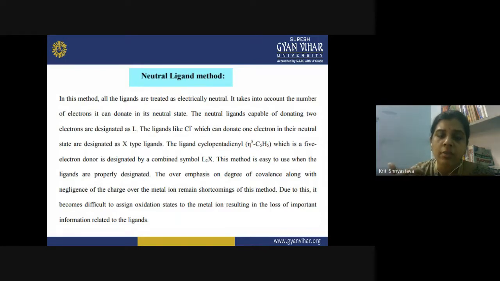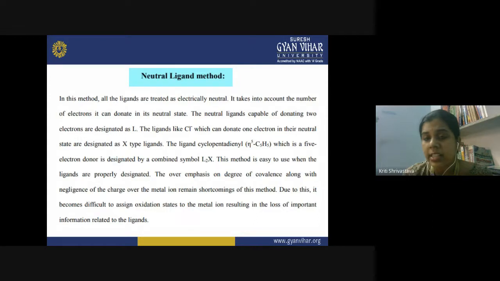So when you are talking about the ligand, we can have L type and X type of ligand. Like in case of the carbonyl, suppose you take the example of carbonyl, it can donate 2 electrons. So it is L type of ligand. But if you see the chloride, it can donate only 1 electron in the neutral state. So you consider it as the X type of ligand.